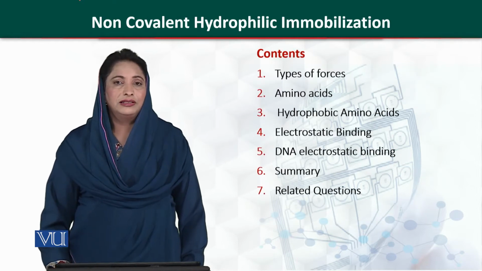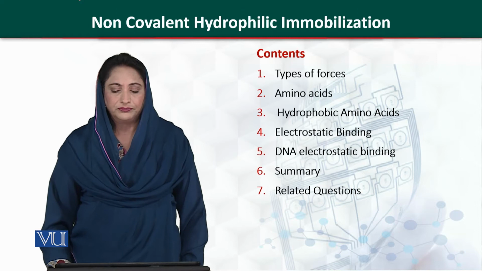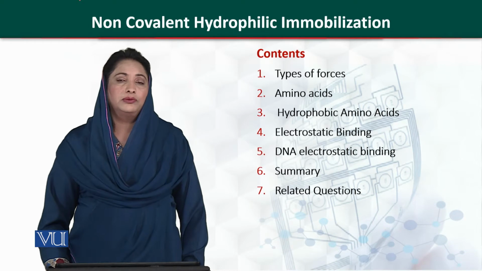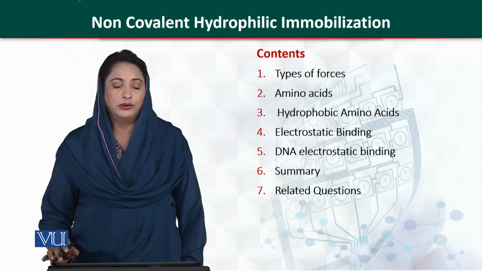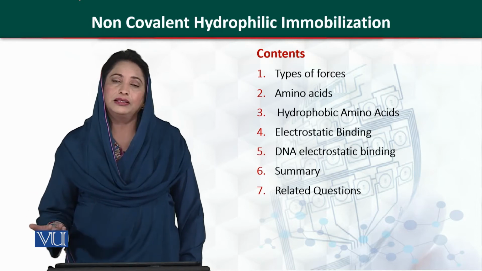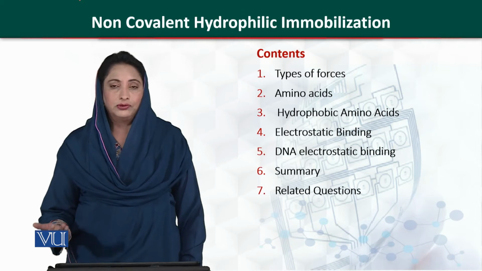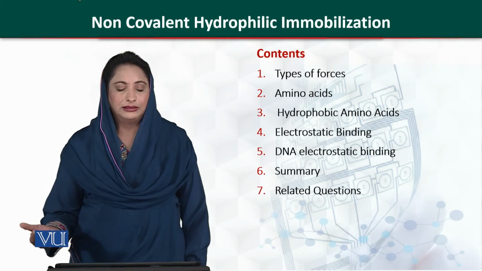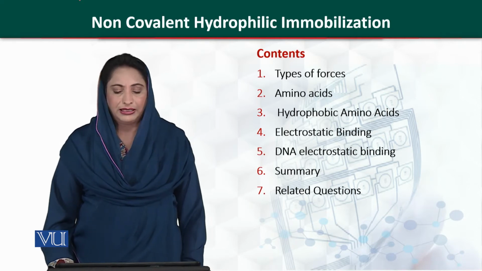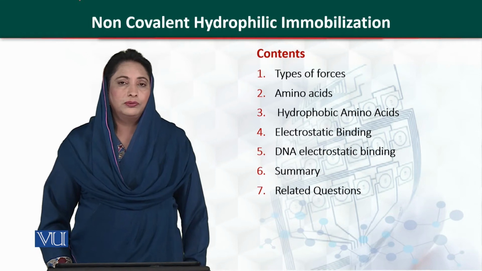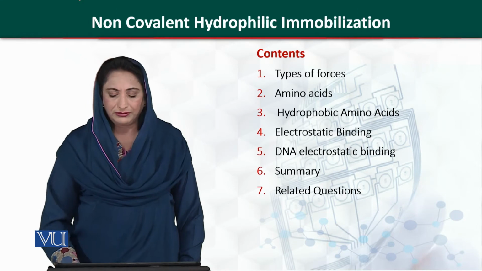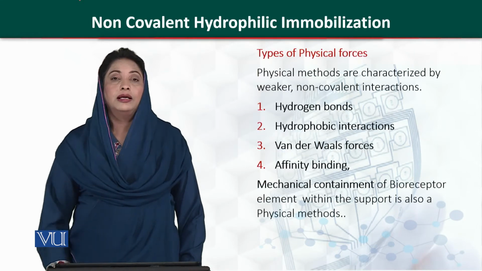So we will study this topic in detail and we will cover the types of forces which are involved in the non-covalent interaction, and the amino acid, which is the basic component of a protein, because we use protein as an enzyme or an antibody as a bioreceptor element. So we will study the amino acids, then the hydrophobic amino acids and the electrostatic binding of proteins. We will study the electrostatic binding and structure of the DNA molecule, and we will summarize the topic and then discuss the related question.